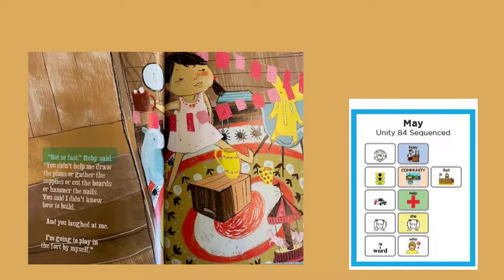"Not so fast," Ruby said. "You didn't help me draw the plans or gather the supplies or cut the boards or hammer the nails. You said I didn't know how to build. And you laughed at me. I'm going to play in the fort by myself."